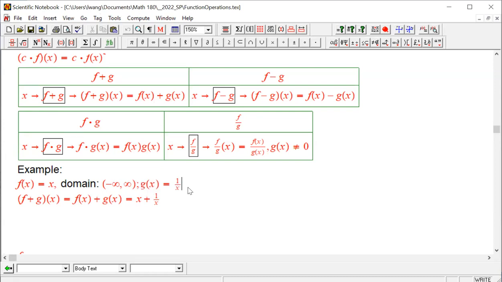But for the latter function, the domain is x cannot be 0, right? So when we put them together, we have to make sure both functions can be operated meaningfully. Therefore, the final function, which is the sum of the functions, has the domain x not equal to 0.